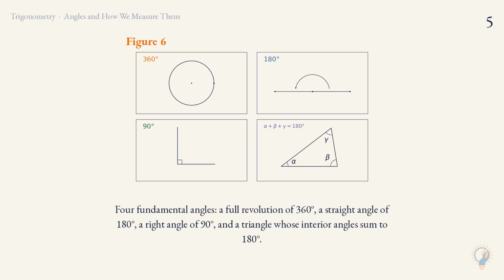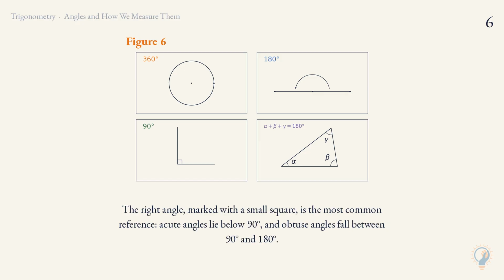Figure 6. Four fundamental angles. A full revolution of 360 degrees, a straight angle of 180 degrees, a right angle of 90 degrees, and a triangle whose interior angles sum to 180 degrees. The right angle, marked with a small square, is the most common reference. Acute angles lie below 90 degrees, and obtuse angles fall between 90 and 180 degrees.